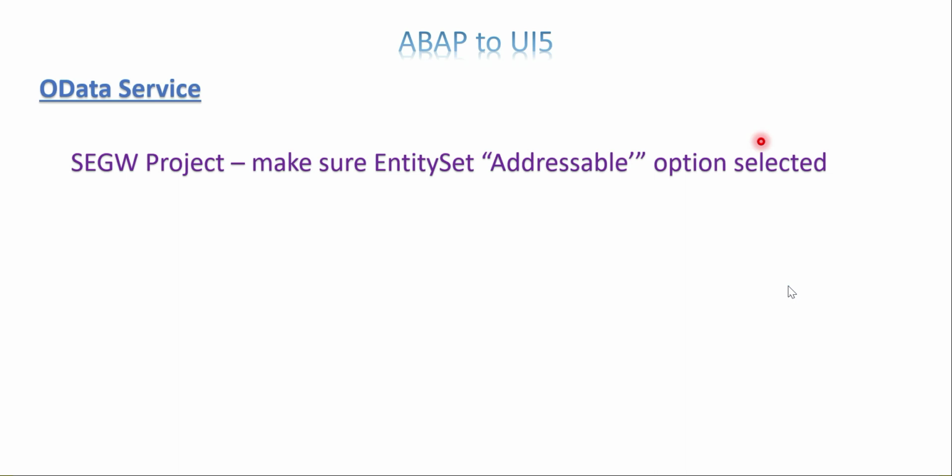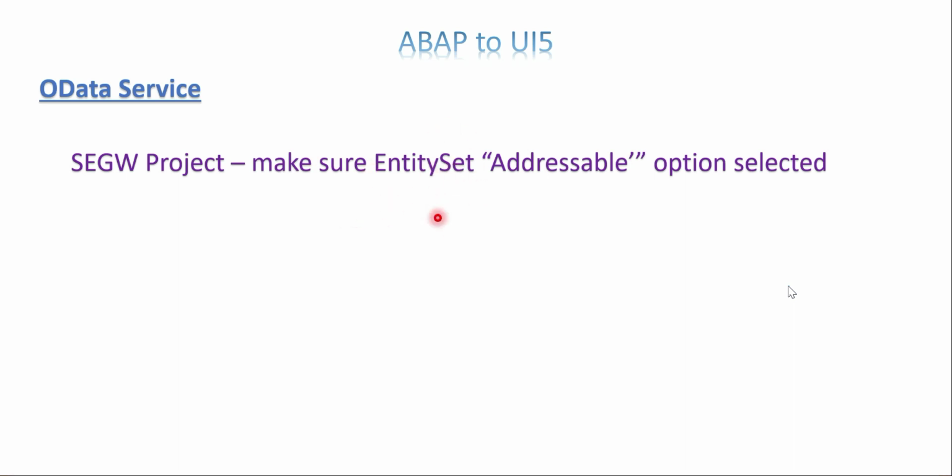The prerequisite first is at the OData service level. I'm not going to create anything in the OData service because you are good with it. If not, just go through the other videos and make sure you have a very basic idea of creating an OData service, registering your OData service, and making sure your service is working fine. If these are ready, then you are able to do the connectivity between the OData service backend and your UI5 screen element. So in SEGW, make sure you have an entity set.